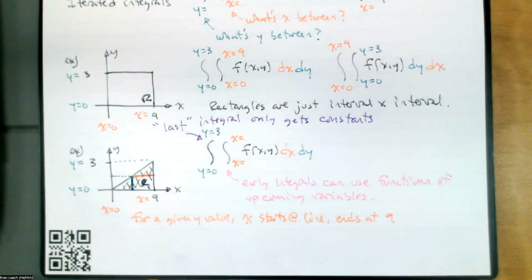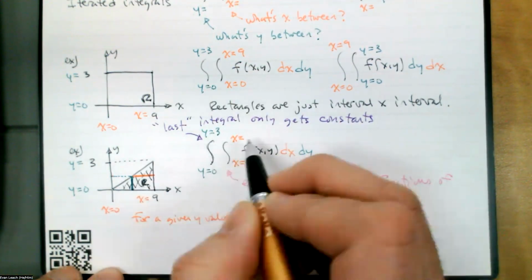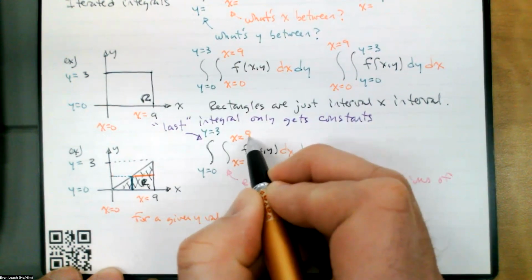X starts at the line and ends at 9. I didn't realize it was going to line. So our first x value will be whatever the line is, and our second x value will be the 9. Let's put that in, because that's easy.